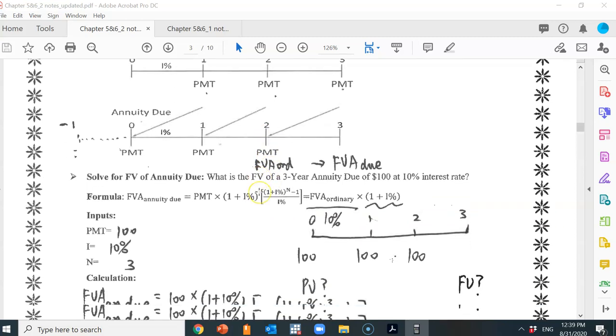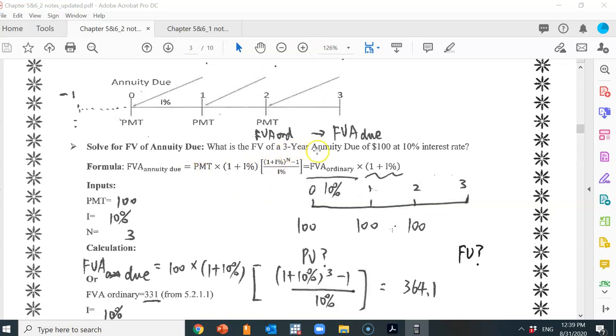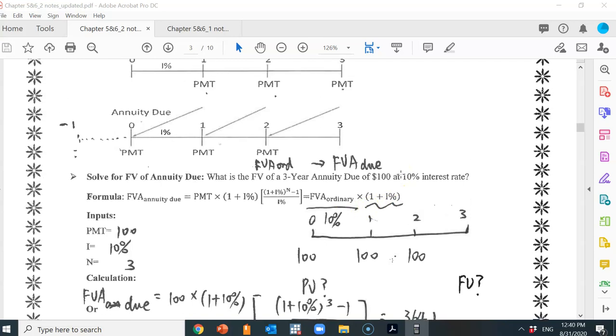Okay, so what if we want to know the future value of a 3-year annuity due of 100 at 10%? We can either use payment multiplied by 1 plus interest rate, multiplied by 1 plus interest rate to the power of n minus 1, divided by interest rate, or we can use the future value of ordinary annuity multiplied by 1 plus interest rate. Why?